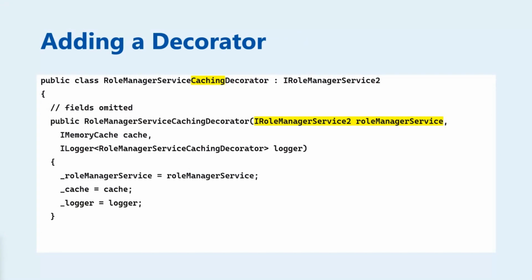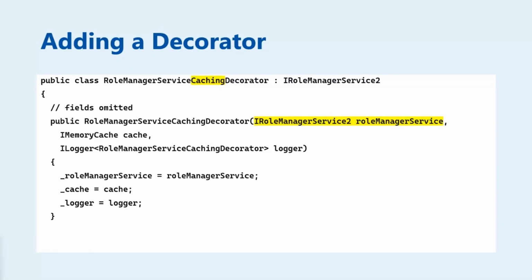Here we can add a caching decorator to just pull out the caching logic and pass in an instance of IRoleManagerService2. In this case, I'm putting on a 2 because this is the refactored version, to act as the thing I'm going to call when I do the caching and I need to call something.